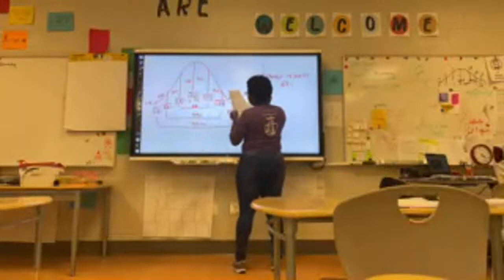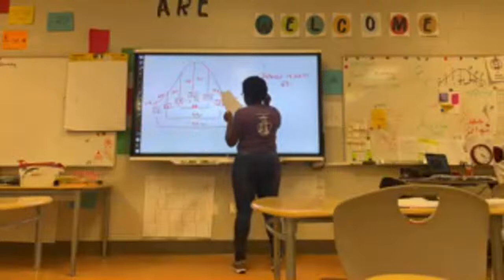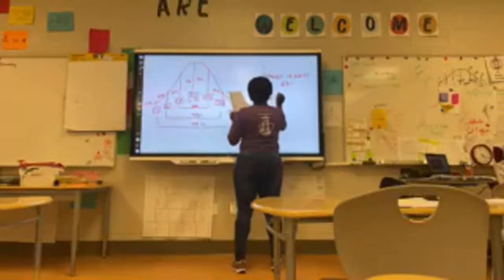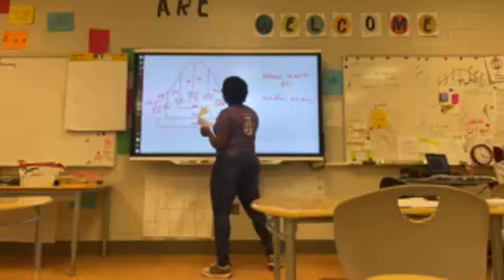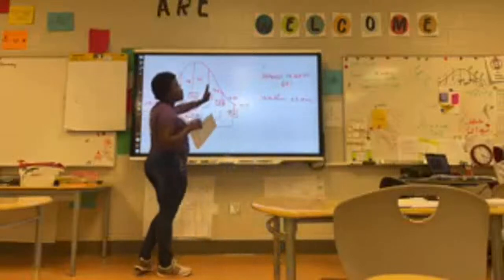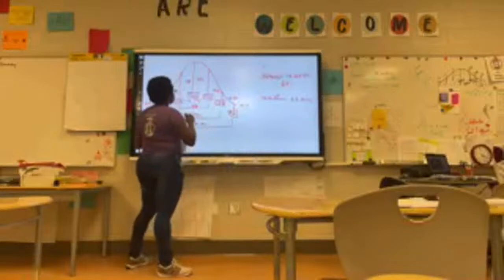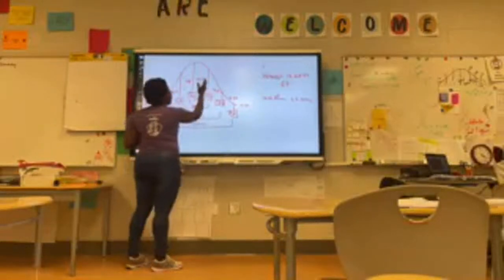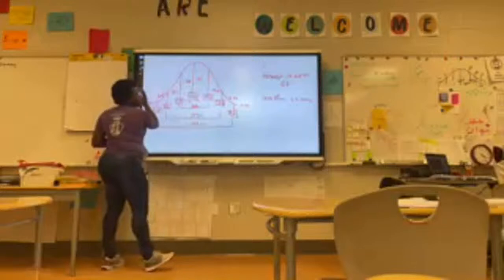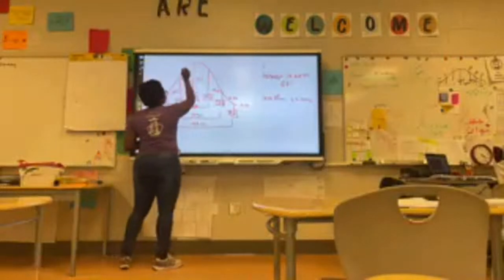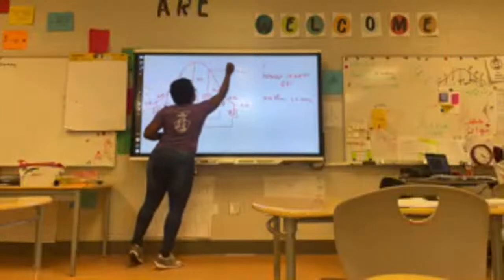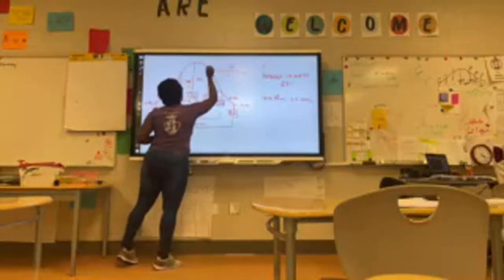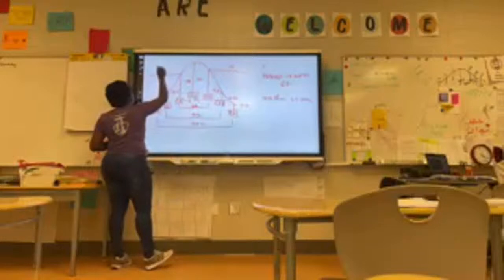The next part says, how often will you arrive to school less than 22 minutes? So less than 22 minutes. Right here, 22 is at 1 standard deviation, right? Positive 1. So less than 22 will be everything going down that way. But we know right here represents 68. So that means up here will be 16. Down here will be 16.